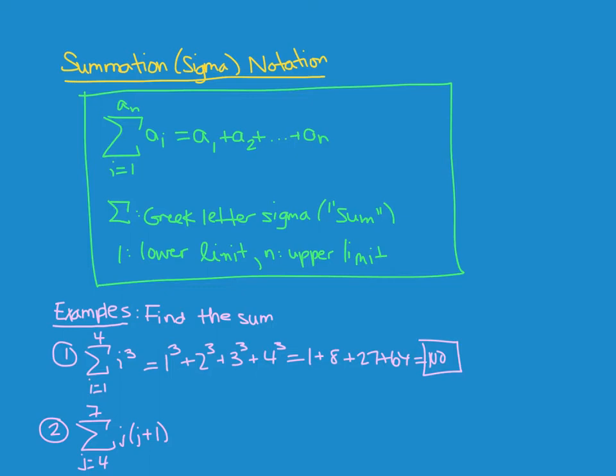Okay, so for this one, my lower limit is 4, my upper limit is 7, so make sure that you actually start at 4. My first term is going to be 4 times 4 plus 1, which is 5. Second term is going to be 5 times 5 plus 1, which is 6. Then I have 6 times 6 plus 1, which is 7, and 7 times 8. If you multiply everything out, you should get 148.